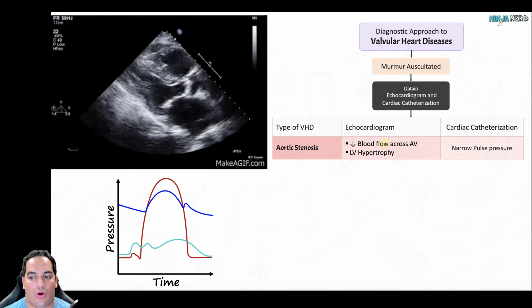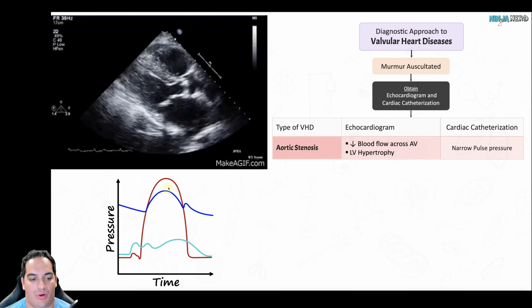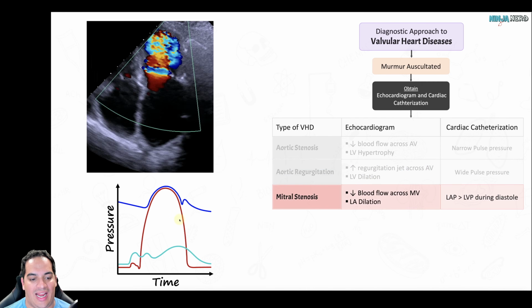Now, what I did is you could see in each one of these, as we correlate, again, the echocardiogram with the cardiac catheterization. And this will show you the different levels of pulse pressures. So you'll be able to see the pulse pressures and where the different pressures in the atria and the ventricle change.